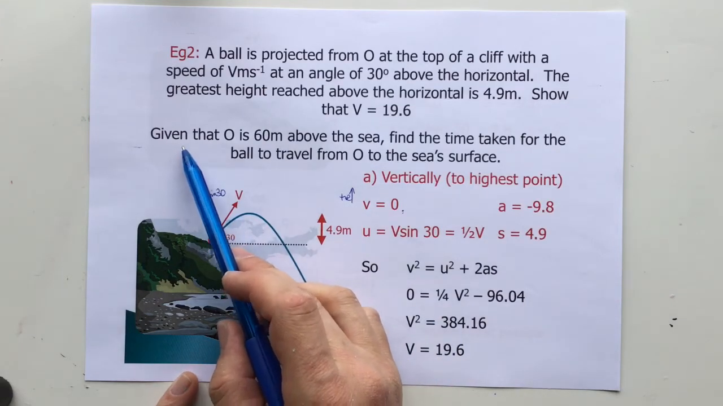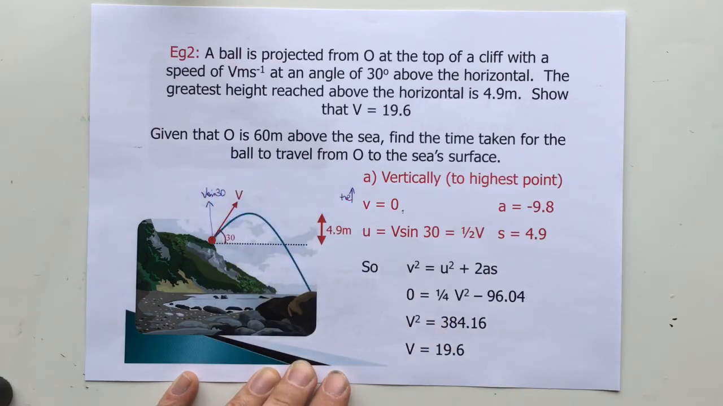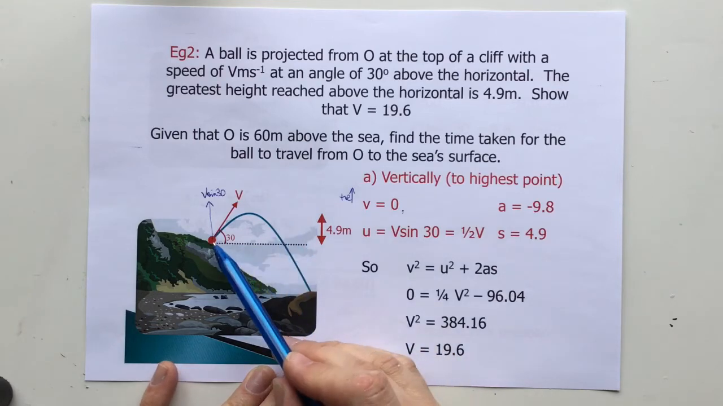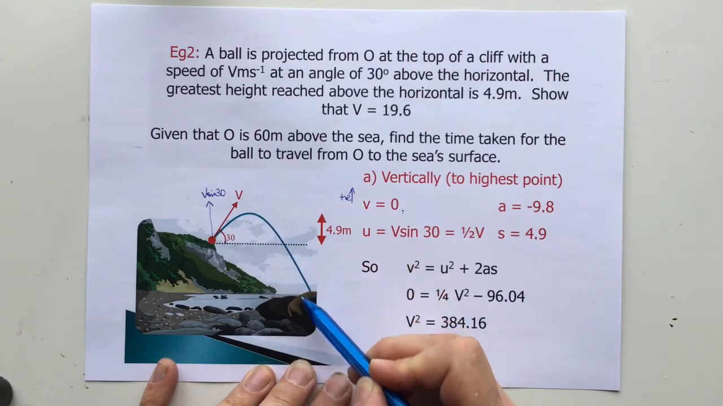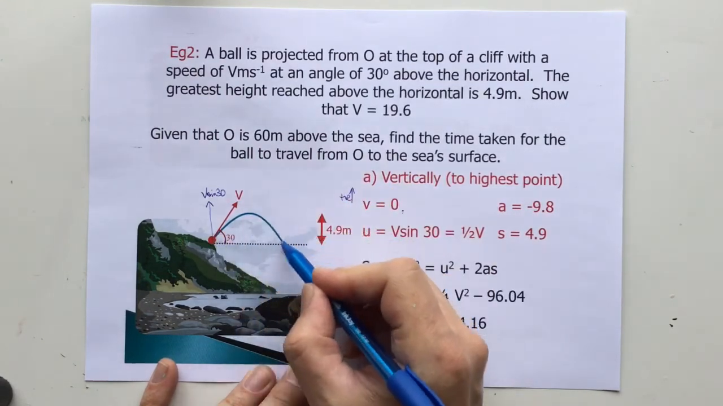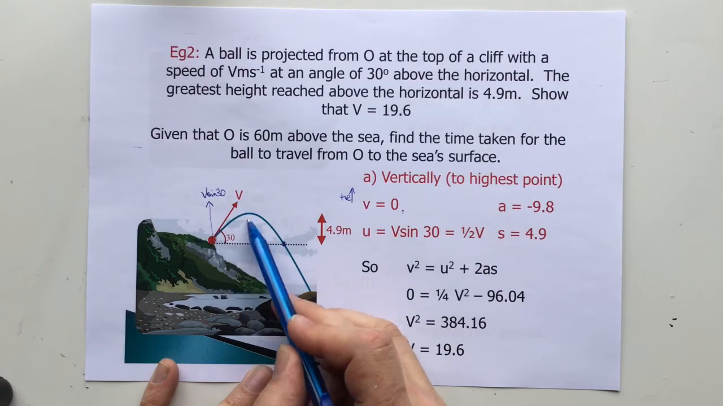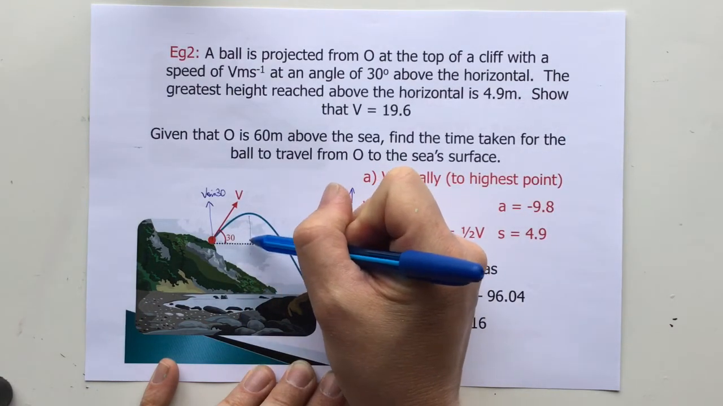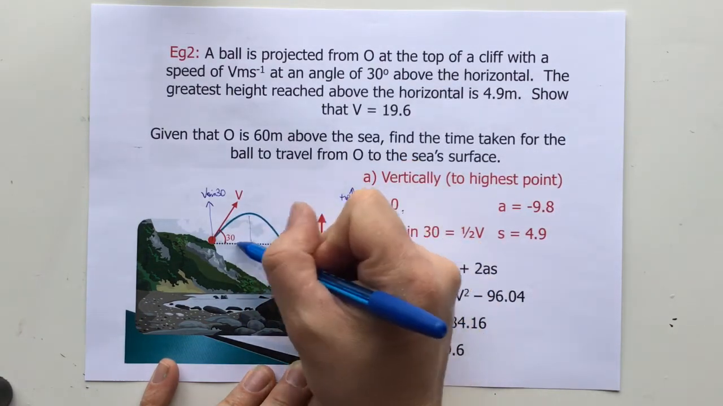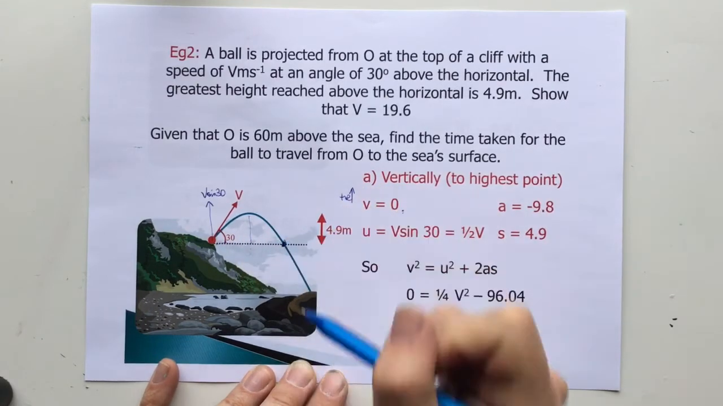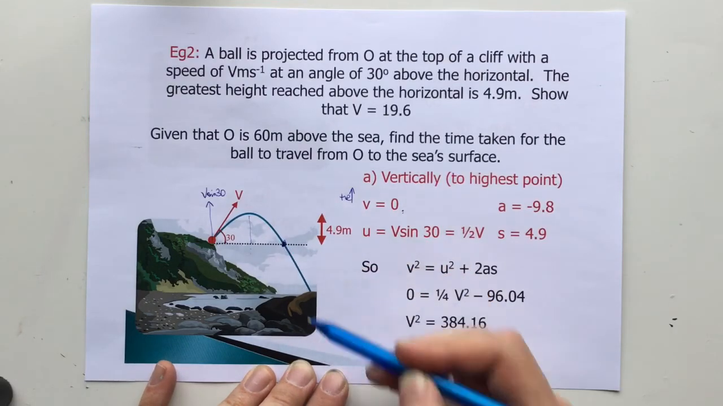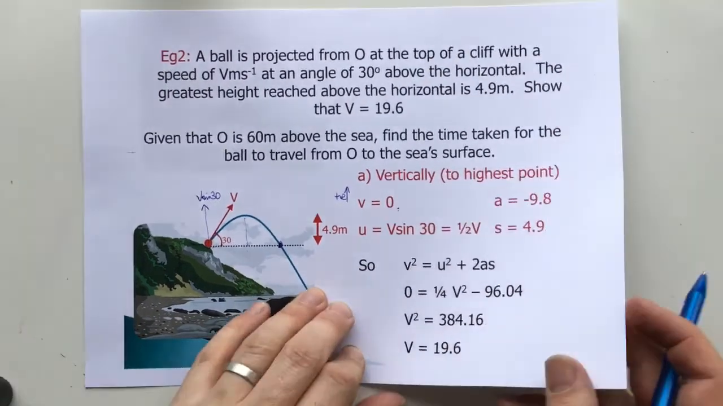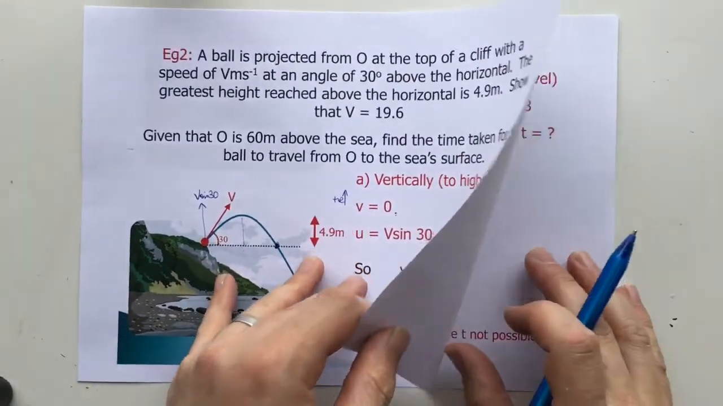Now, secondly, given that O is 60 meters above the sea, find the time taken for the ball to travel from here down to here. So it's all this distance. Now, to this point, this is symmetrical. So if I find half the time to the greatest height, then if I double that, I'd get the time to that point there. But after this, it becomes not symmetrical because we've got this next wee bit to go down below O, or below the horizontal.